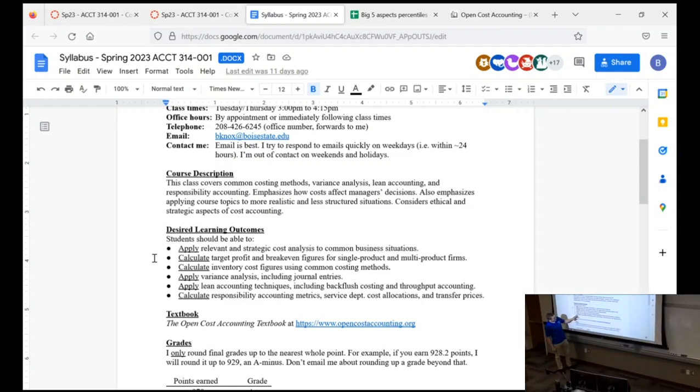All right, lastly, we'll calculate responsibility accounting metrics, service department cost allocations, and transfer prices. That's all in Chapter 10.